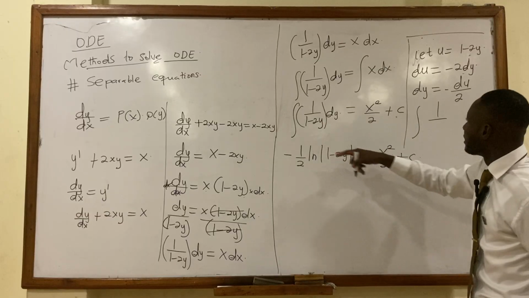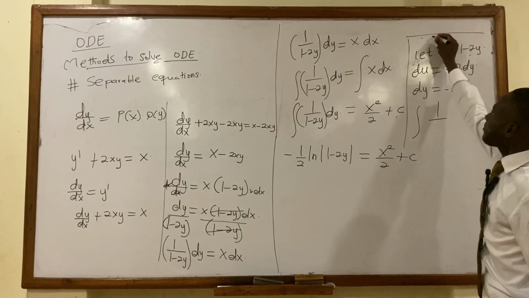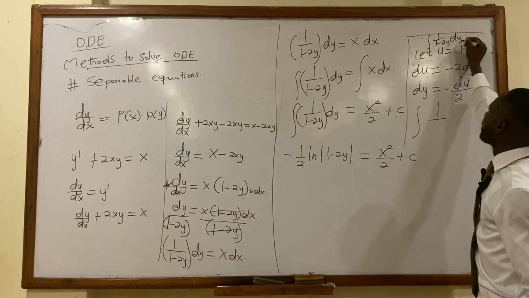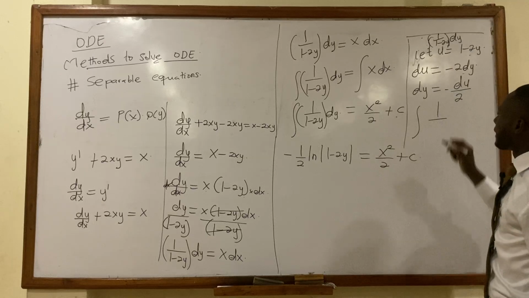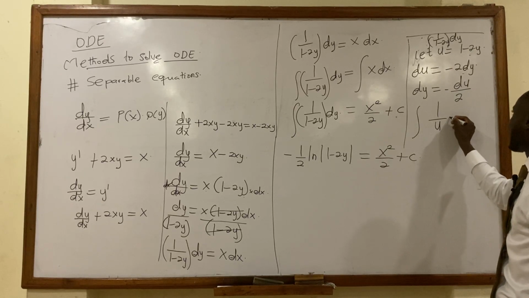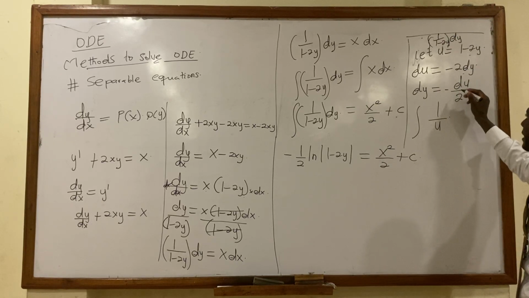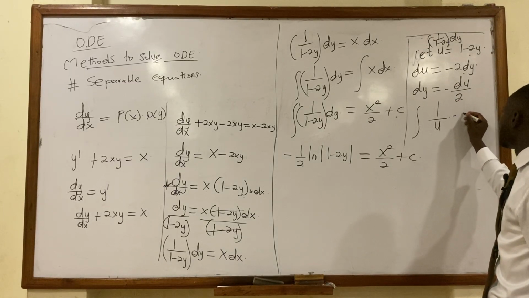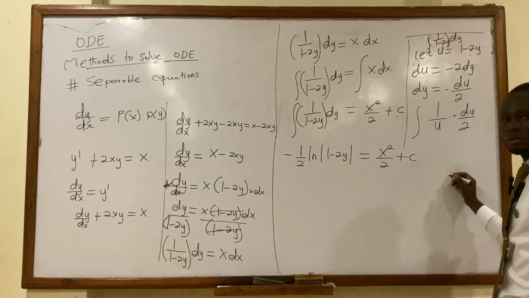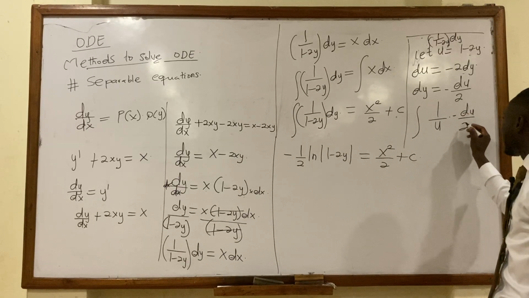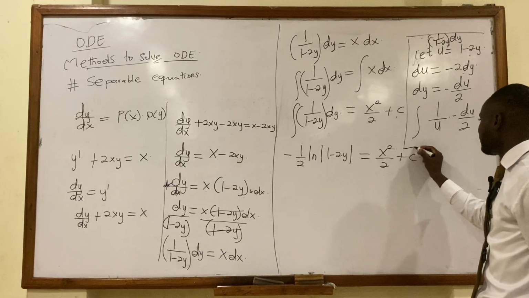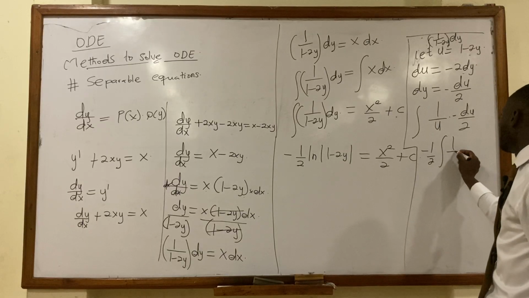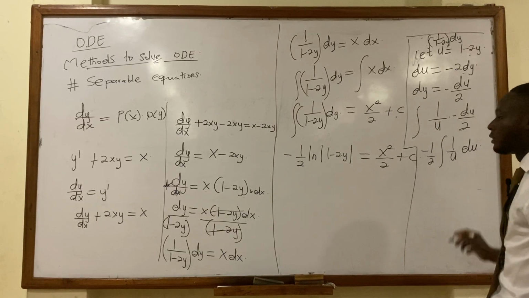Let's put u wherever we see 1 minus 2y. So we have u times, now dy is expressed in terms of u, so we have times minus du over 2. Now let's bring the minus half out, and then we have minus half integral of 1 over u du.